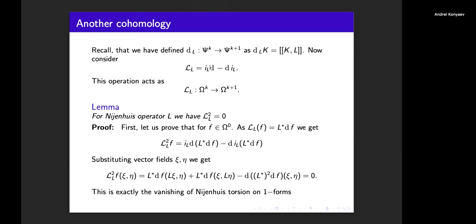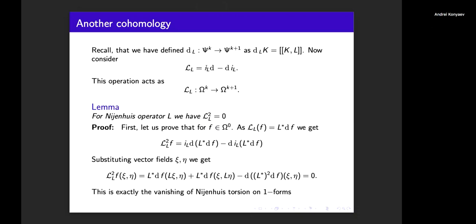The Lie derivation along operator field, right? The inner derivation along vector field is a derivation of degree zero, right? The inner derivation along vector field is a derivation of degree negative one, and along operator field, it is a derivation of degree zero.